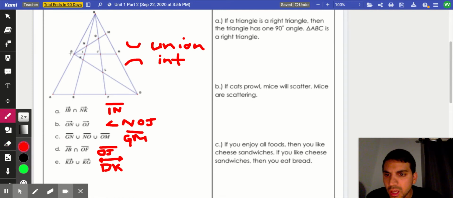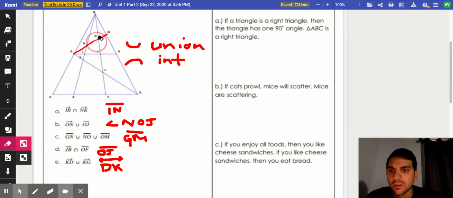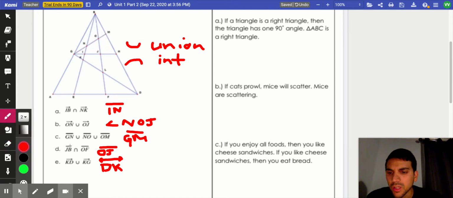Now, line segment GN, line segment NO, and line segment OM. So right here, the union of all three, you could simply just say line segment GN. The union, remember, contains everything. Line segment JB. Where are we? JB. Intersection of OF. So JB and OF. Where are we? Hold on. JB and OF. So OJ is going to be the line segment. So line segment OJ.